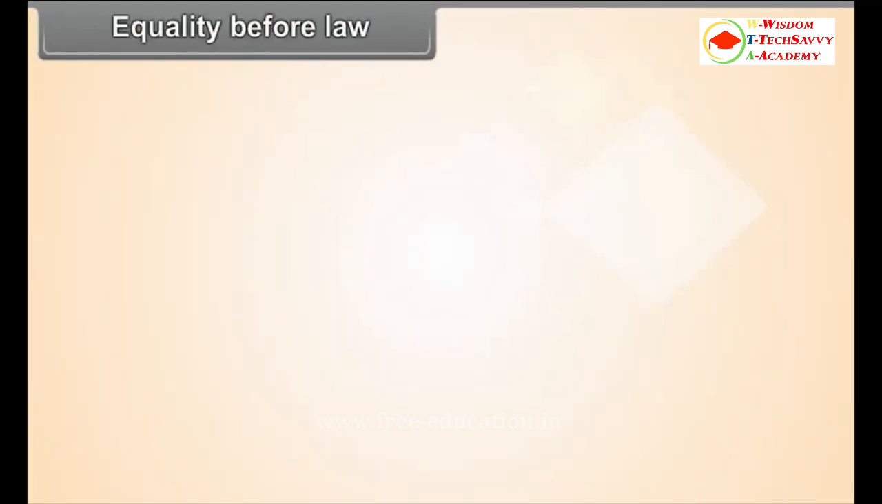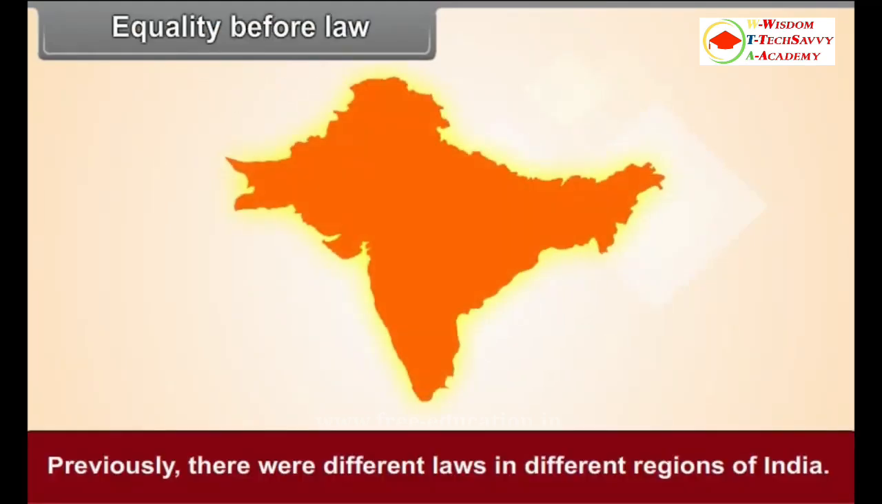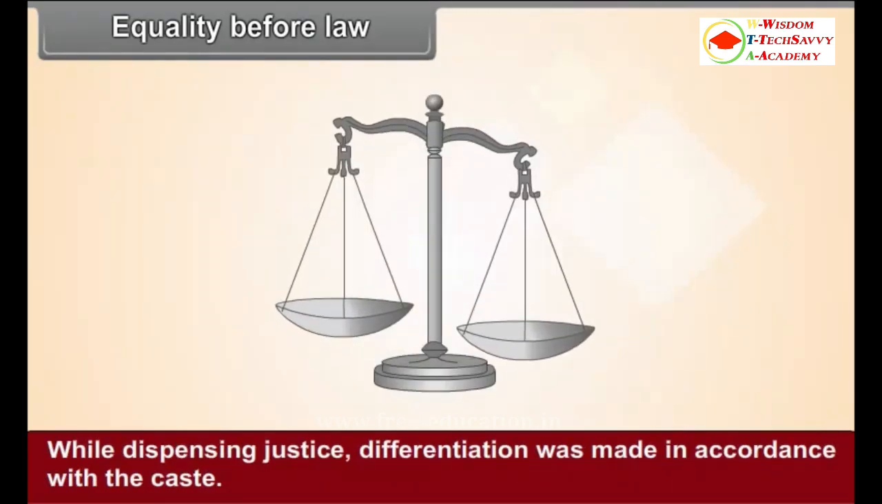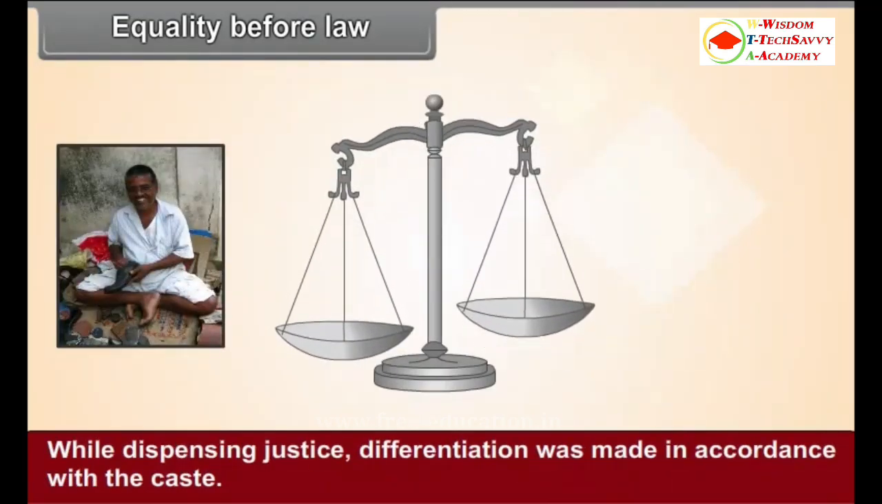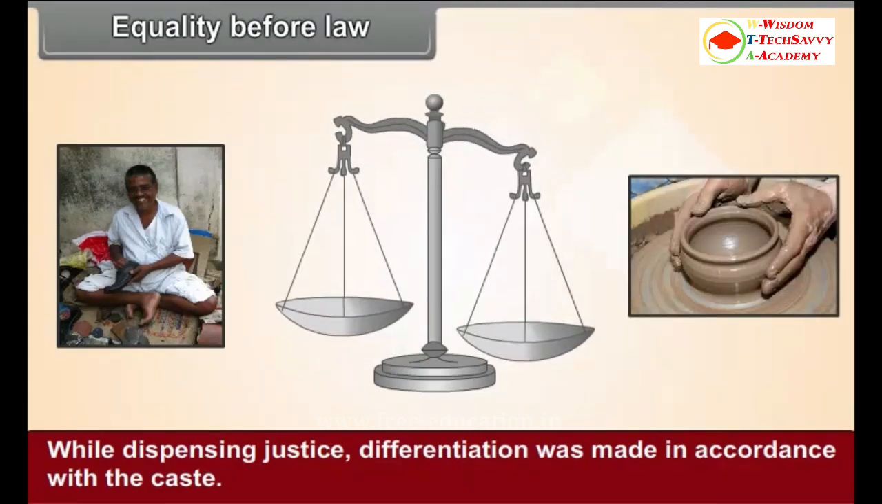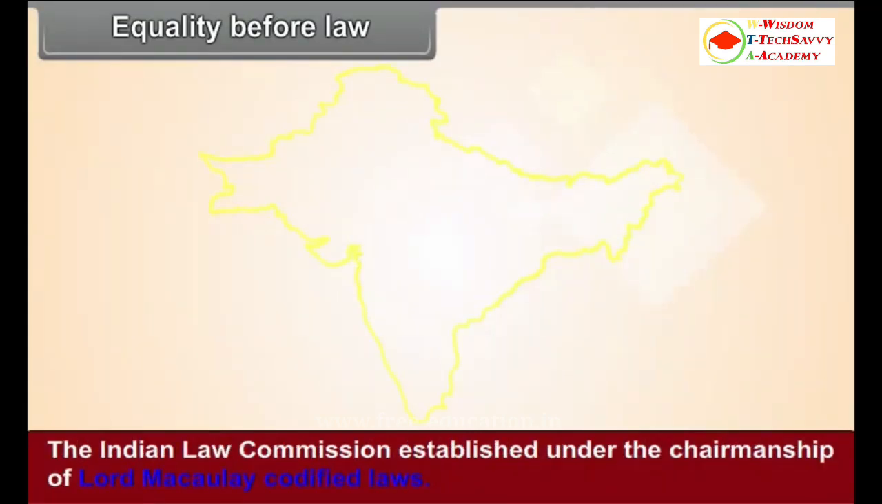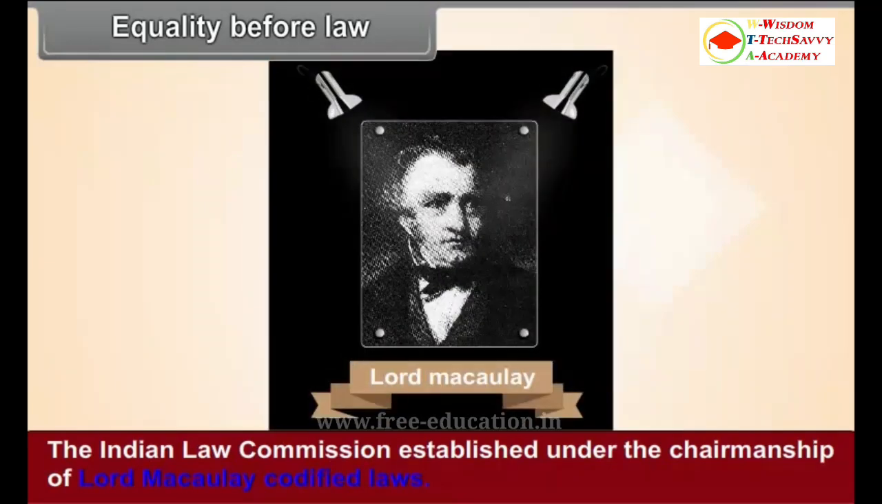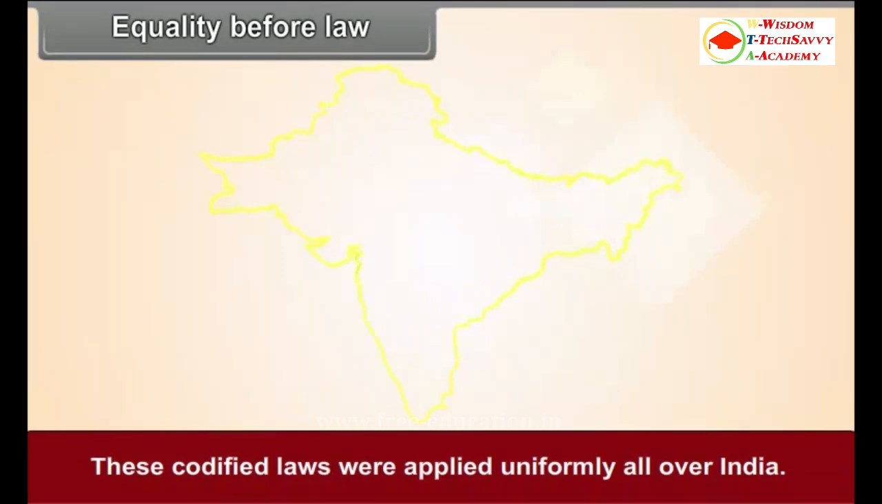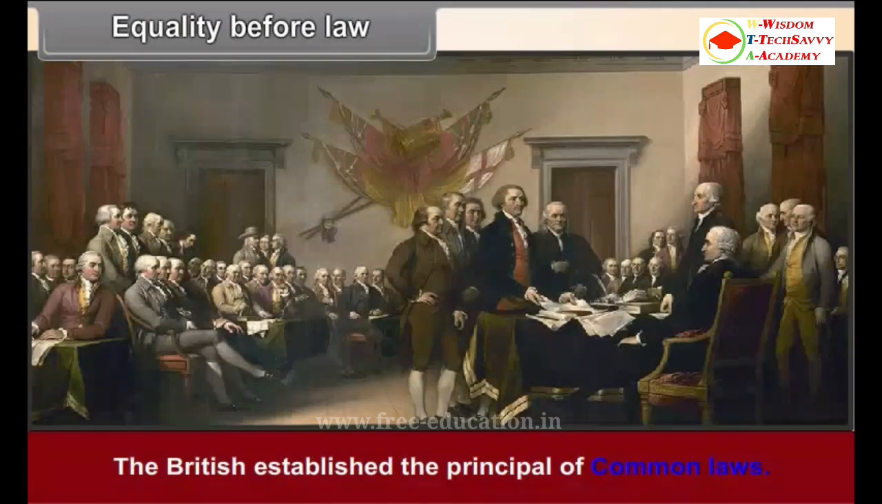Equality before law. Previously, there were different laws in different regions of India. While dispensing justice, differentiation was made in accordance with the caste. The Indian Law Commission, established under the chairmanship of Lord Macaulay, codified laws. These codified laws were applied uniformly all over India. The British established the principle of common law.